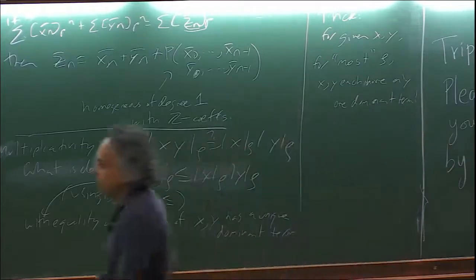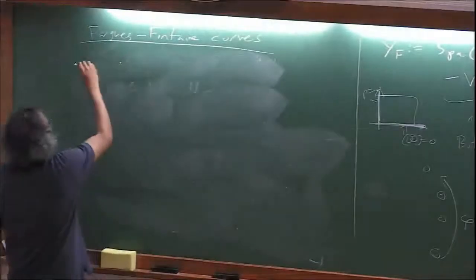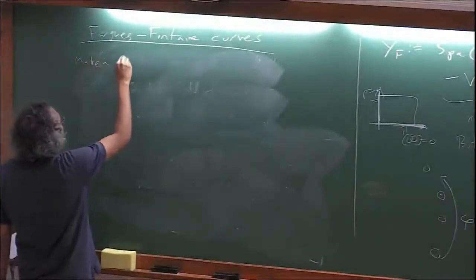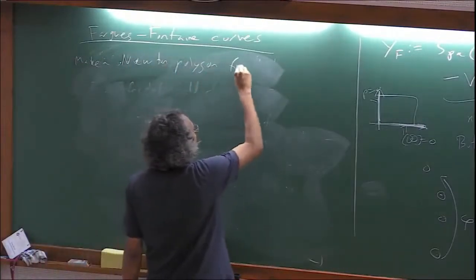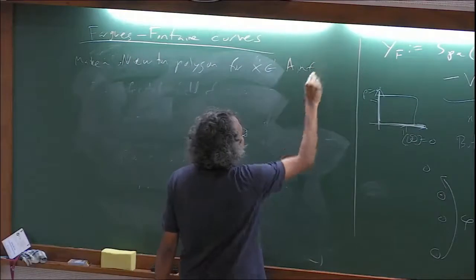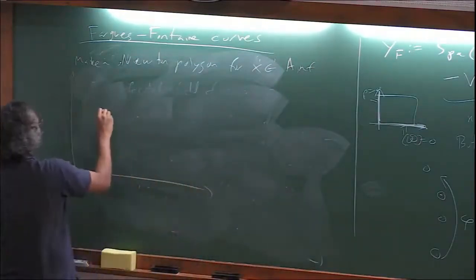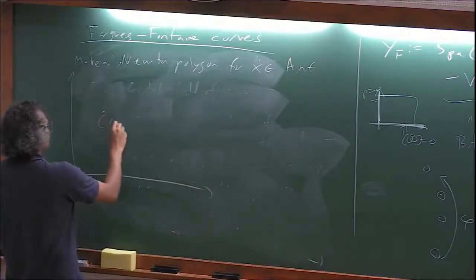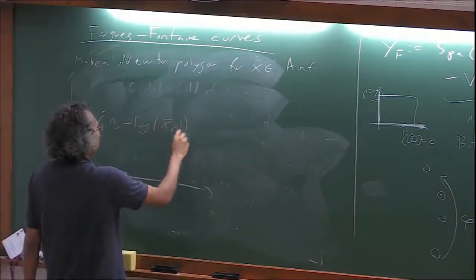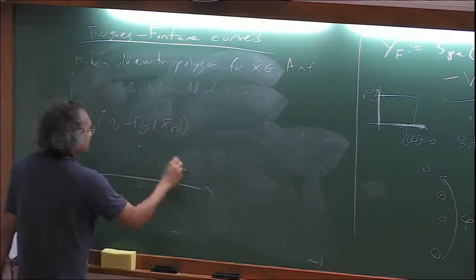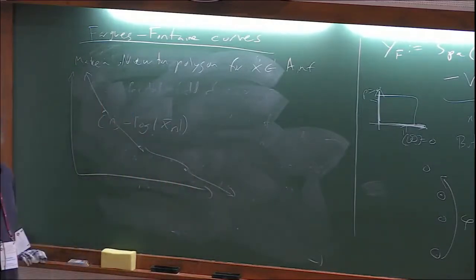So let me show you a picture of why this is. And the picture is a Newton polygon. So if I have an element x of A-inf, how do I make the Newton polygon? Well, I plot points of the form n comma minus log of the absolute value of x_n bar. And then I draw the lower convex hull of those points like I normally would.